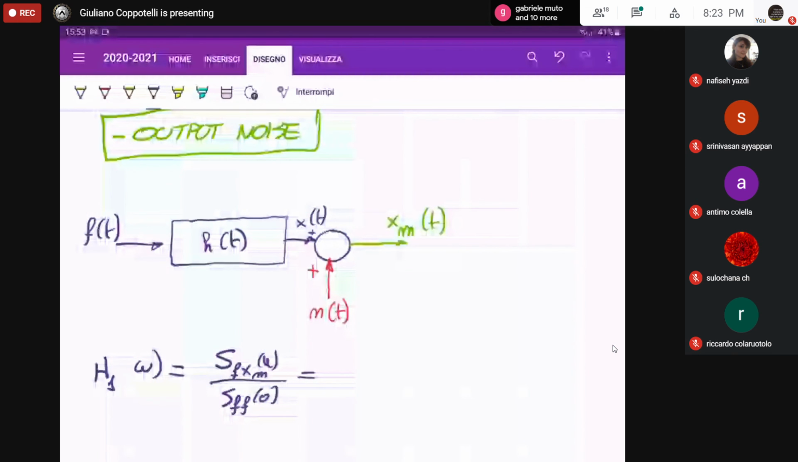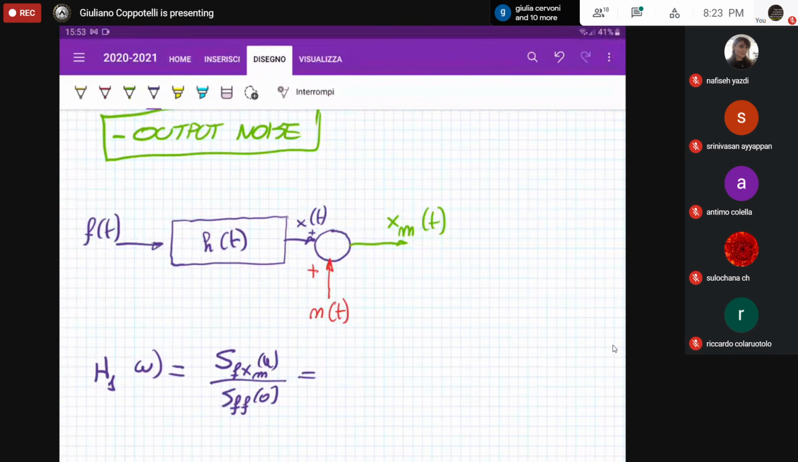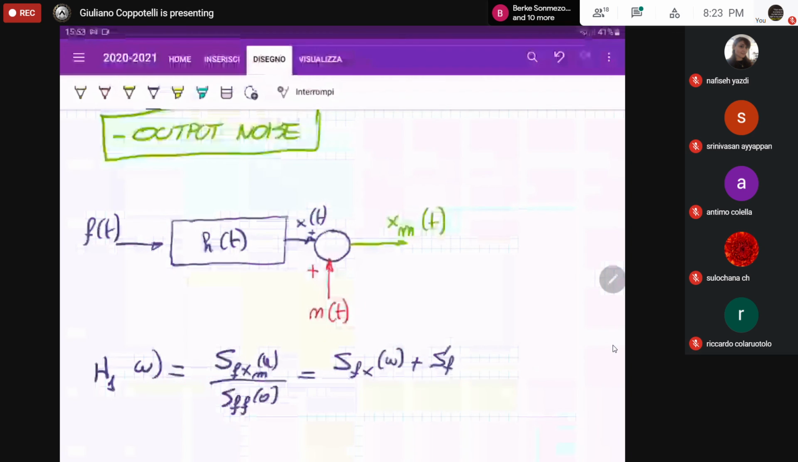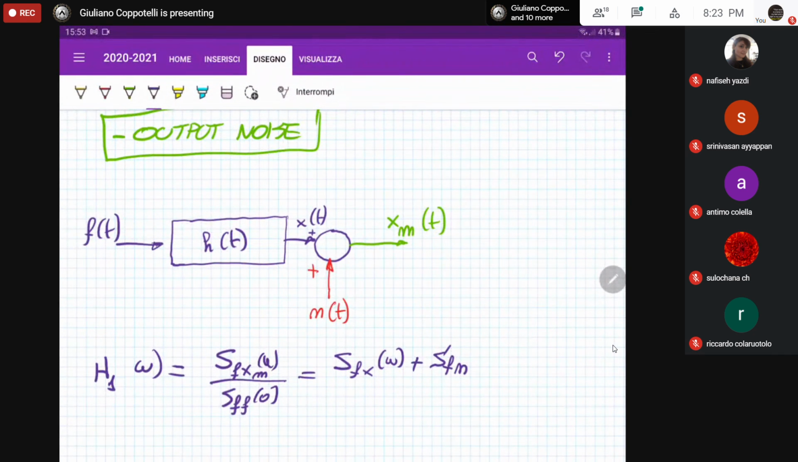And so what we can say is that because the summation sign can be considered in your linear transformation from time to frequency domain, your SFXM is given by SFX of frequency plus the SF of noise, of frequency, divided by your SFF, the output spectral density.